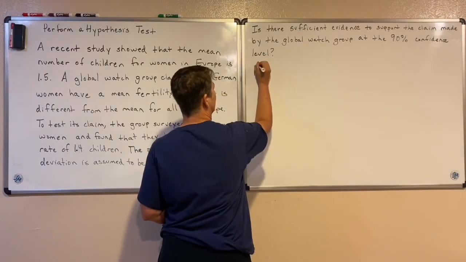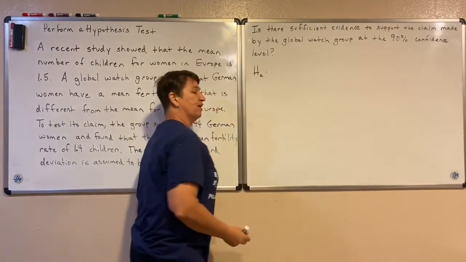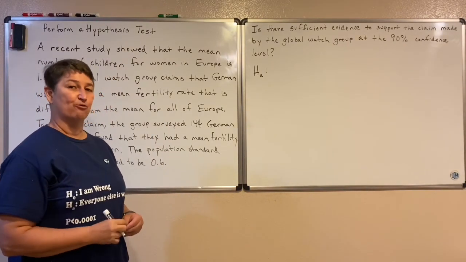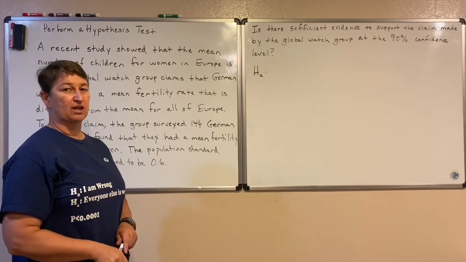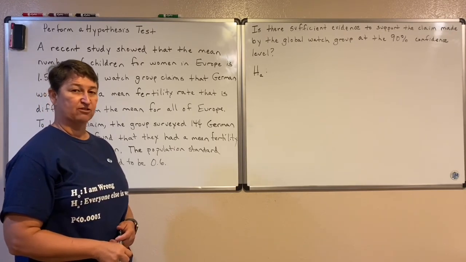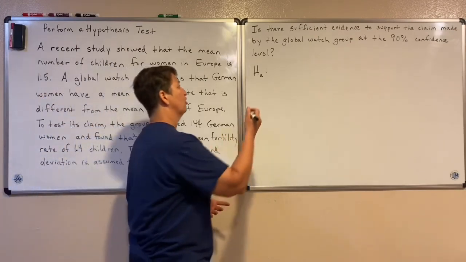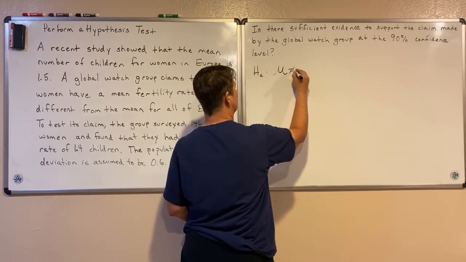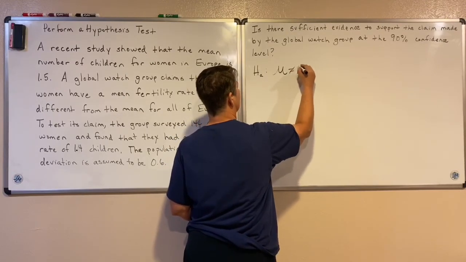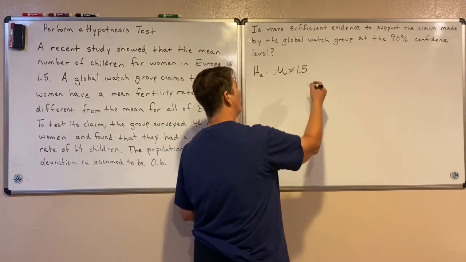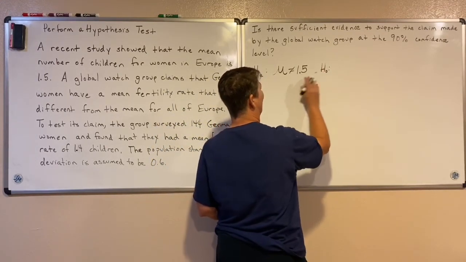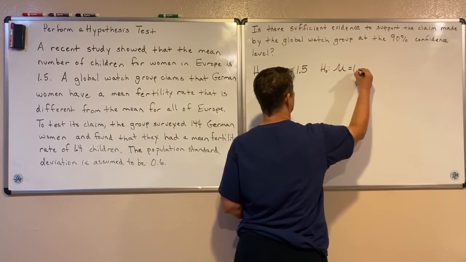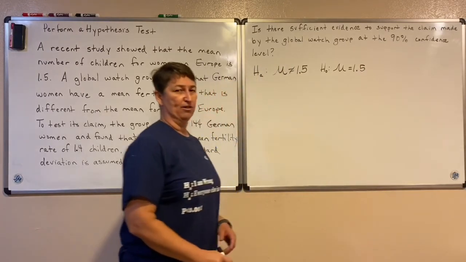Well, the first thing we do when we perform a hypothesis test is we decide on our alternative hypothesis and our null hypothesis. So in this case, we are claiming that the German women have a different fertility rate. It doesn't tell us if it's more, it doesn't tell us if it's less, it just says it's different. So mathematically, to say that, we say the mean is not equal to that 1.5 of the rest of Europe. So the null hypothesis, remember, is just the mathematical opposite. So if this one's not equal to, then the mean is going to be equal to for the null hypothesis.